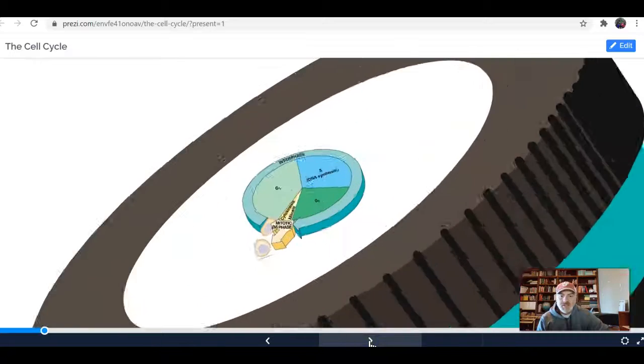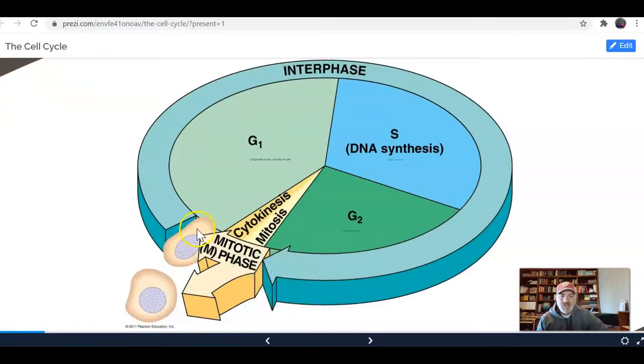This is a graphic representation of the cell cycle. You'll notice that most of the cell's life is in interphase, all the way here. And then you get what's called the M phase, or the mitotic phase. That's where mitosis, which is nuclear division, and then cytokinesis, which is the division of the cytoplasm, occur in the mitotic phase.